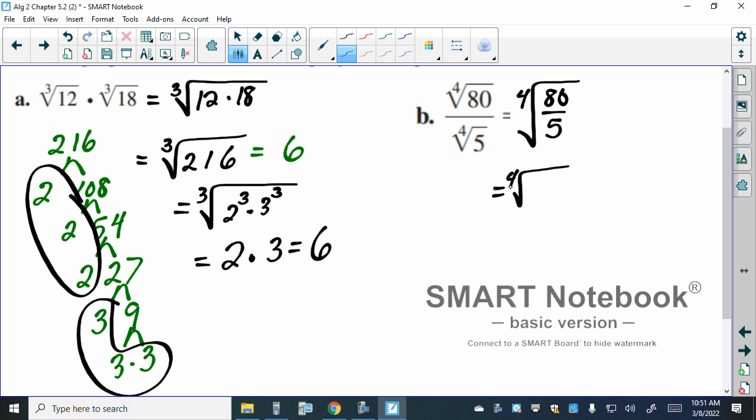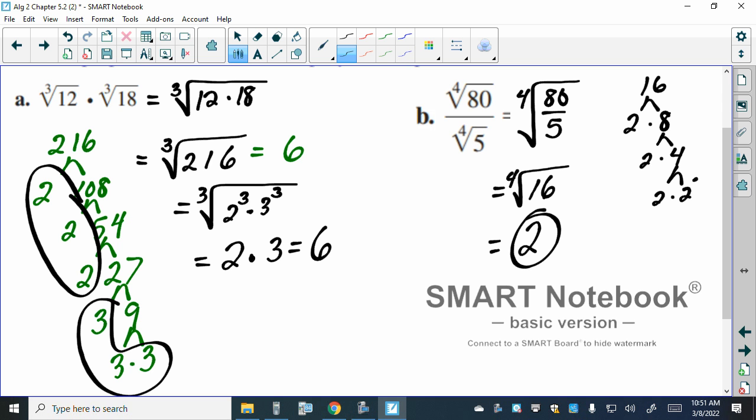Well, 80 divided by 5 is 16. So at this point here, we need to see if we can take the fourth root of 16. Well, yes, and it is 2. Because if we looked at the factor tree, it'd be 2 times 8, which is 2 times 4, which is 2 times 2. We have 4 2's.